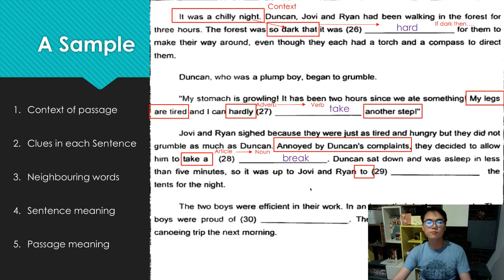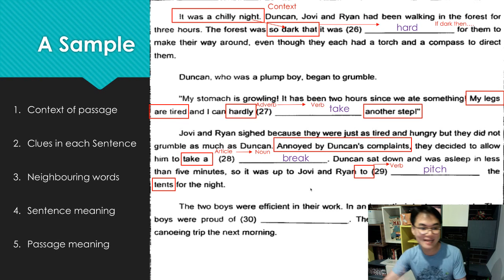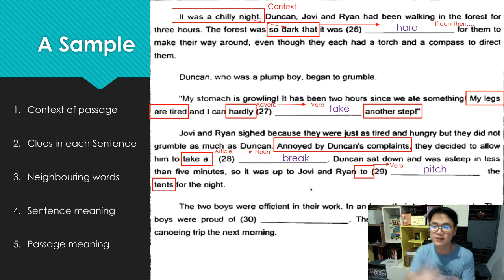Okay? So it was up to Jovi and Ryan to, it's a verb, right? Pitch is the correct word because of the word tent, right? So you can pitch the tent. You can't set the tent. You can't fix the tent. There are other verbs, but they don't fit because of the word tent. And the word tent is a contextual clue. It's a clue that limits the answer. I can only pitch a tent.